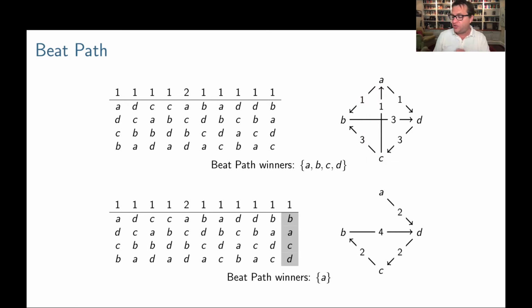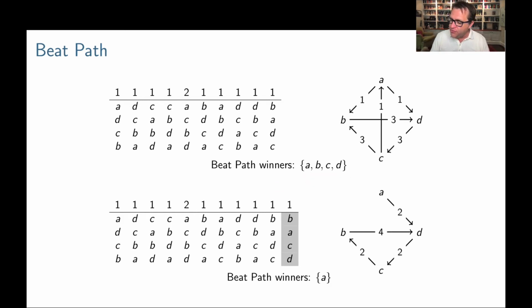So if you were to just check all the paths back from D to A and all the paths from A to D, you'll see that the strength of those paths are all 1. So that means A does not defeat D, because the strength of the strongest path from A to D is not strictly greater than the strength of the strongest path from D to A. And that's true for all of the candidates. So all the candidates are tied according to beat path.